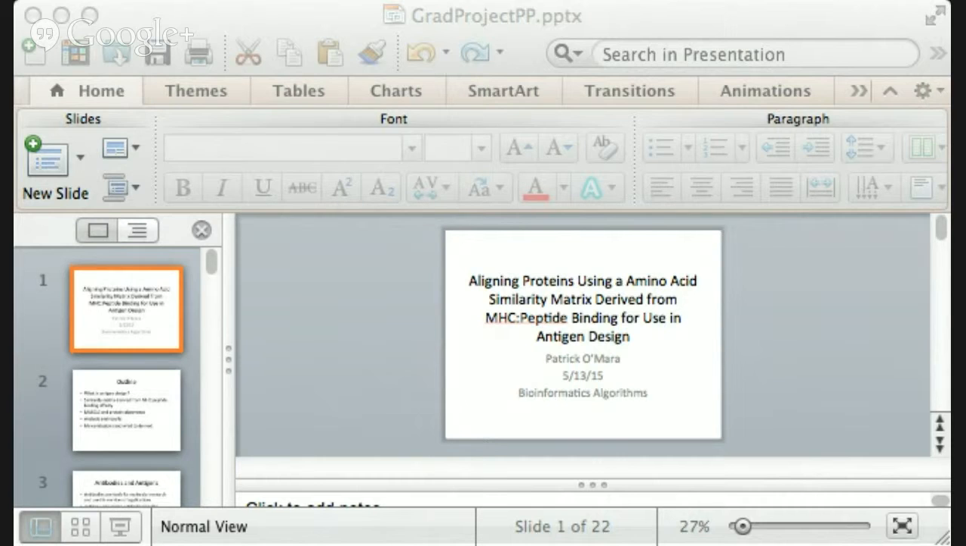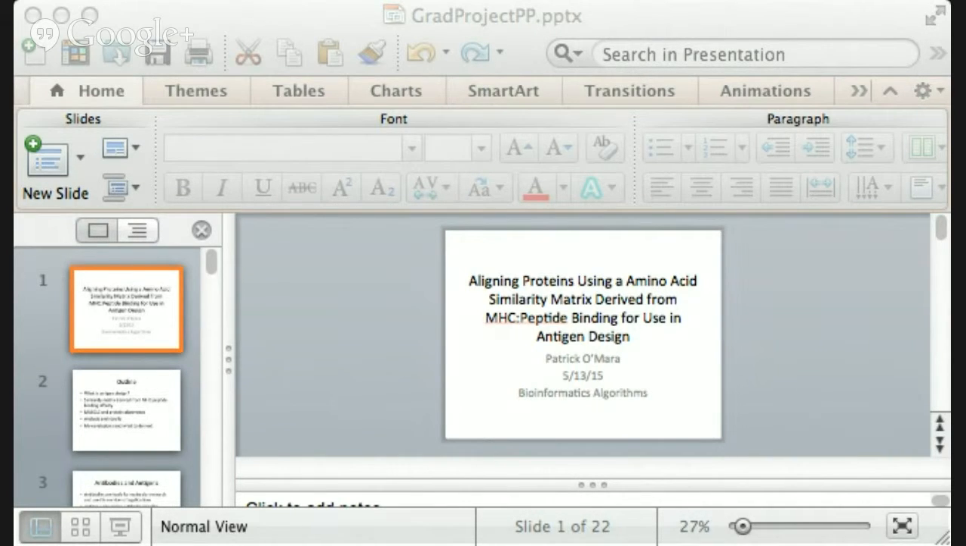First of all, I just wanted to go through an outline real quick of what I'm going to talk about. First, what is antigen design and why is it important. I also want to get into why similarity matrices are important, and why protein alignments could be important for antigen design.